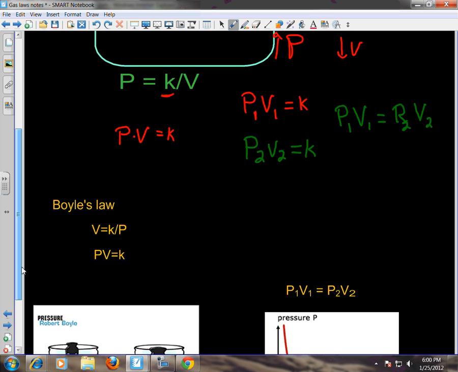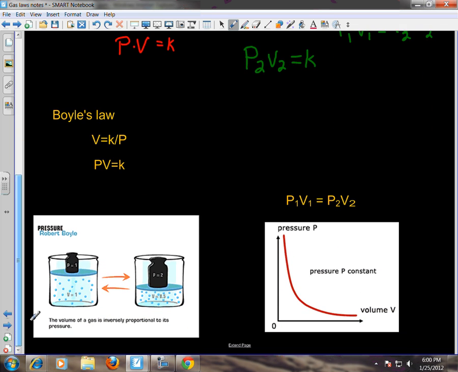Now, this is actually called Boyle's Law. If we look at the pictures below, we're keeping the same number of atoms, the same number of molecules, in the container in both situations. Here we have a pressure of 1, here we have a pressure of 2. If we double the pressure, in other words I'm pushing down twice as hard over here, then my volume is going to get cut in half.